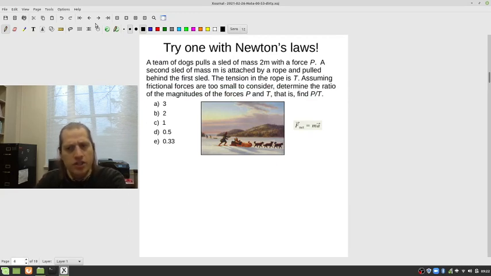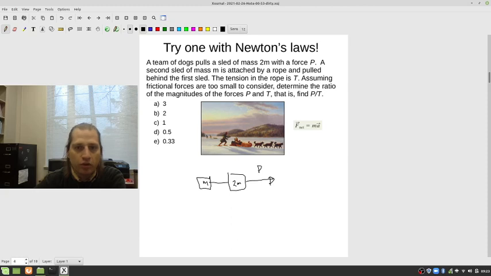Okay, so since we don't have a quiz today, I thought maybe it would be good just to do a review problem on each one of these topics. So here's topic 1. We've got a team of dogs pulling a sled with a mass of 2m, and they're pulling with a force of P. A second sled of mass m, so it's a less massive object, is attached by a rope and pulled along behind the sled. The tension in the cord is T, assuming frictional forces are too small to consider.